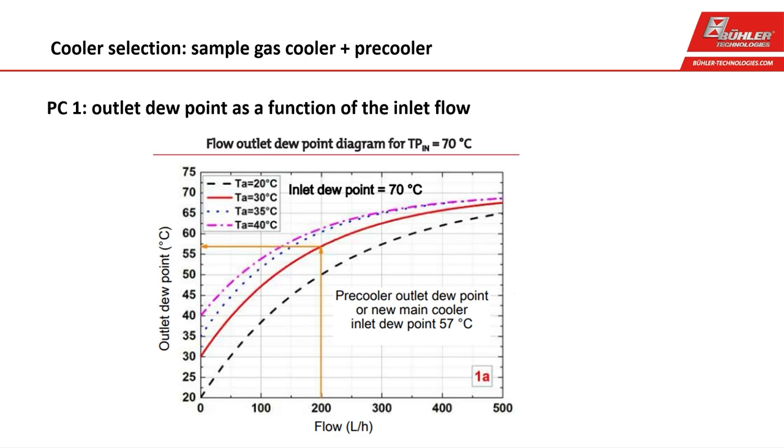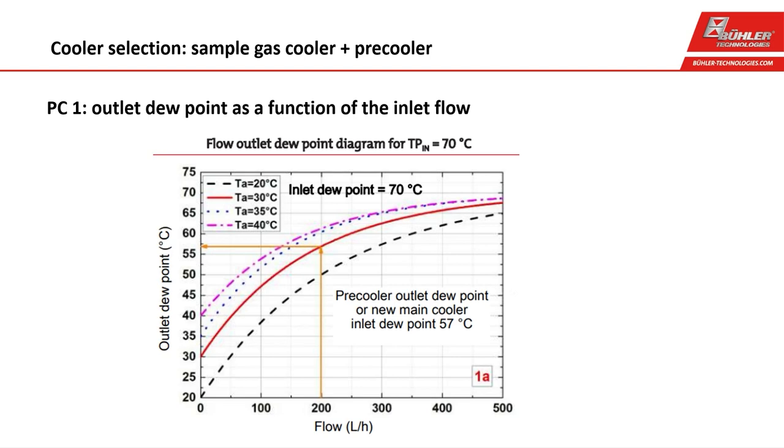The example in the diagram assumes a gas flow of 200 liters per hour at an ambient temperature of 30 degrees C. Following the orange arrow to the y-axis shows a result of approximately 57 degrees C outlet dew point, indicating that the PC1 is reducing the dew point of the flue gas by 13 degrees centigrade.